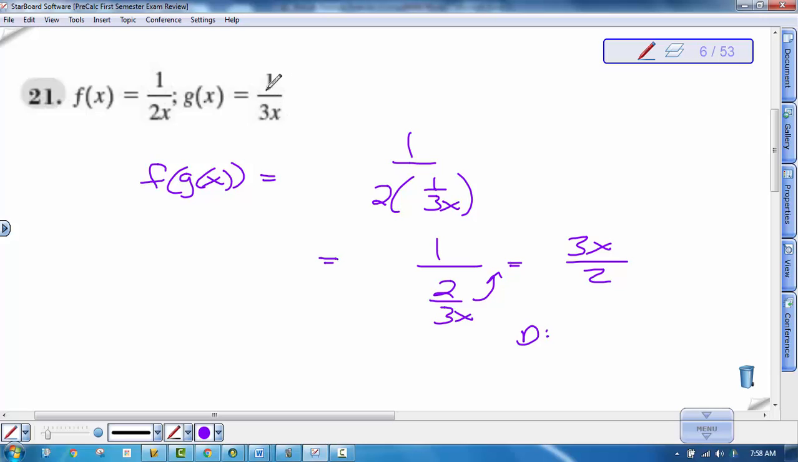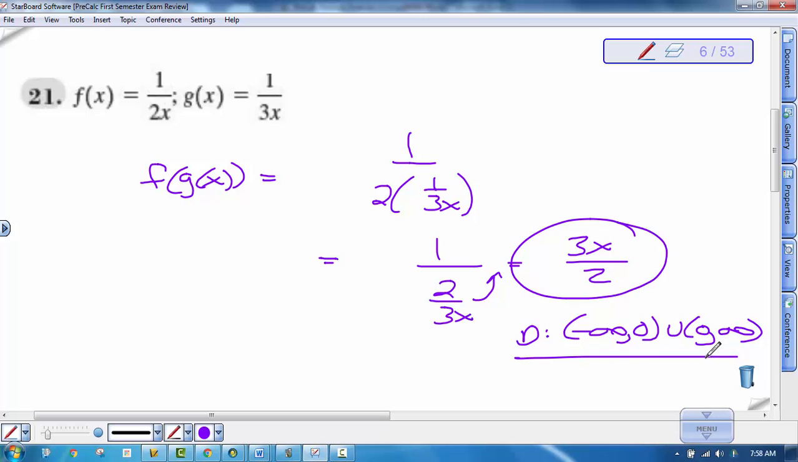X can't be equal to 0. So I need to make sure that I keep that in mind. I'm going to say negative infinity all the way up to 0, as well as 0 all the way up to positive infinity, because I can't include 0. That's a restriction on the original function g that I'm using to plug in, therefore it's got to be a restriction on my composition. So there's my composition, and there's my domain.